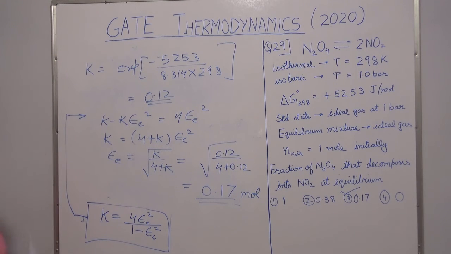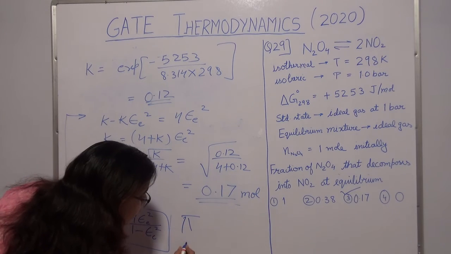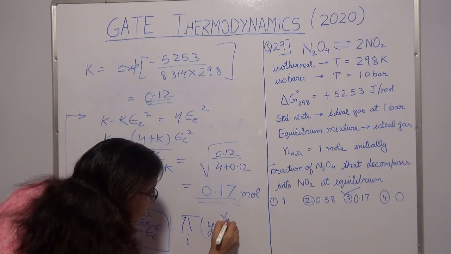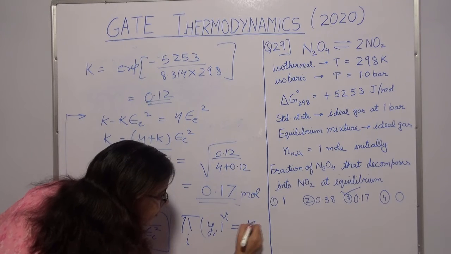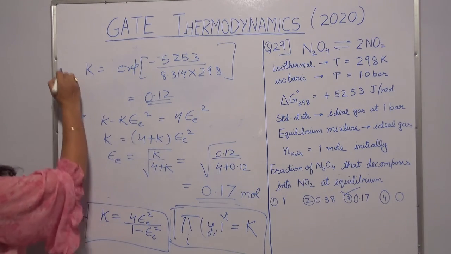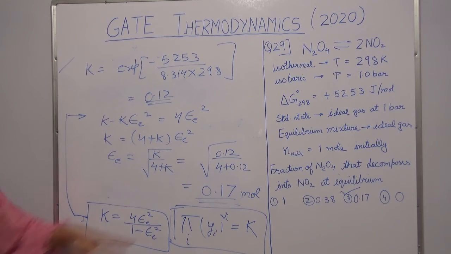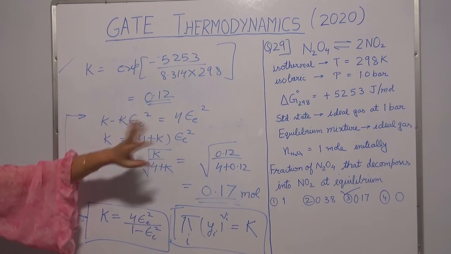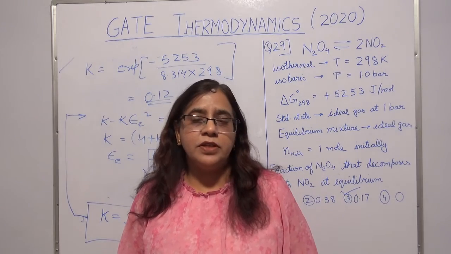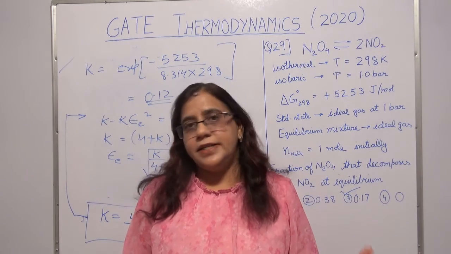The other one was simply that product over all i of y_i raised to nu_i is equal to K. Okay, so we are using just this equation and this equation, and you can quickly solve this problem. So the next problem which I am going to take is based on your knowledge of ideal gases.